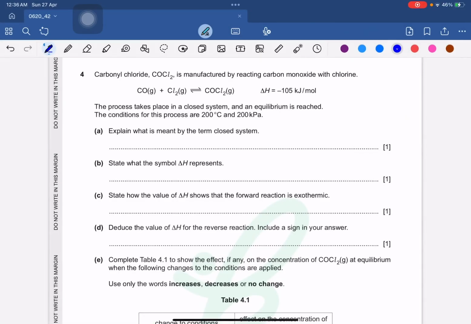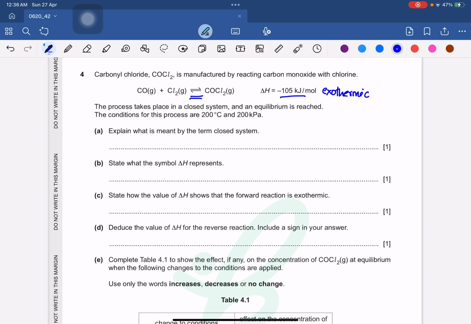Carbonyl chloride, that is COCl2, is manufactured by reacting carbon monoxide with chlorine. And this is the reaction given. I can see that the reaction is reversible, and the delta H for the reaction is minus 105 kilojoules per mole, from which I can understand that the forward reaction is exothermic, as the delta H is negative. Now let us read the questions further and understand the question.